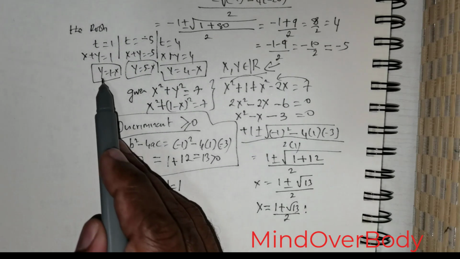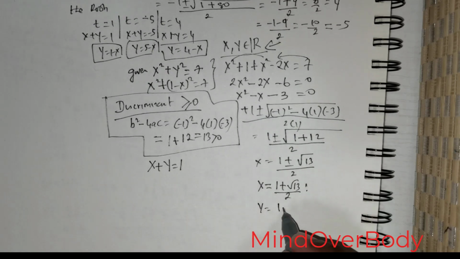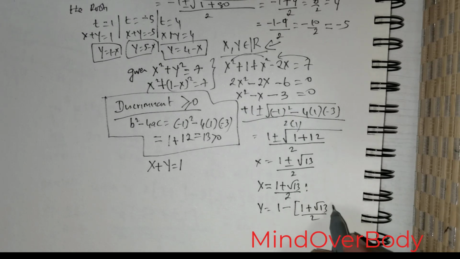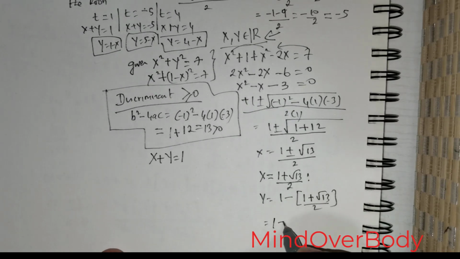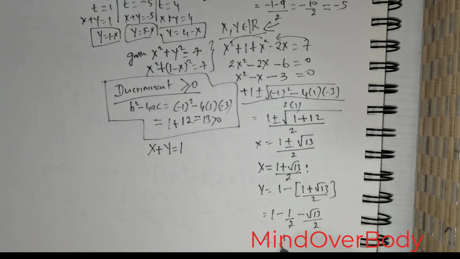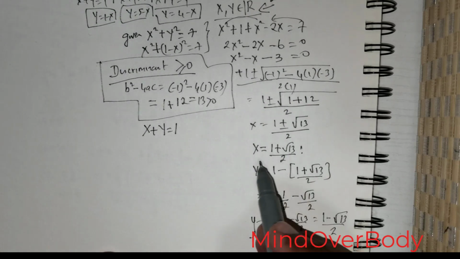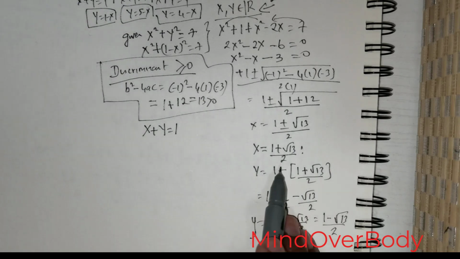Since we know that y is 1 minus x, so y is nothing but 1 minus x. That's going to be 1 minus 1 plus root of 13 divided by 2. I can rewrite this as 1 minus 1 over 2 and then minus root of 13 over 2. So this is going to give me 1 over 2 minus root 13 over 2, which can be written as 1 minus root of 13 over 2. So this is my value for y when x is equal to 1 plus root of 13 over 2.